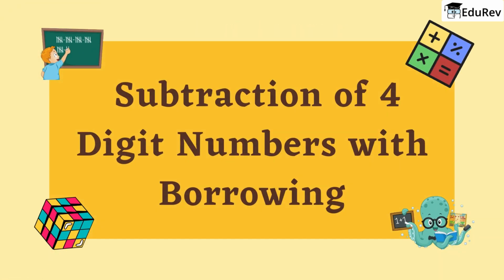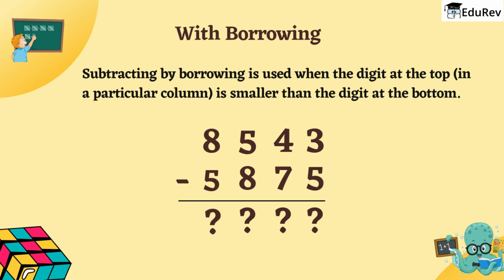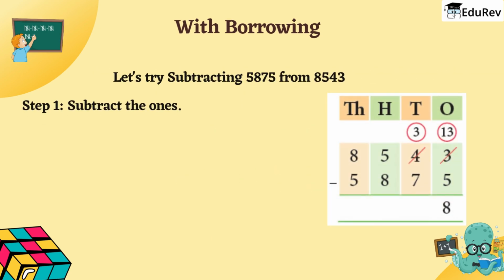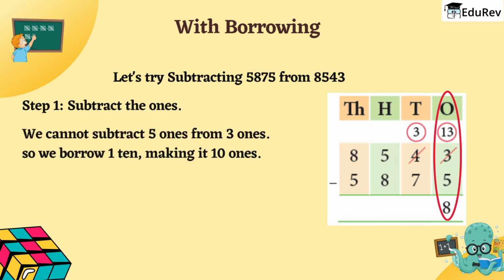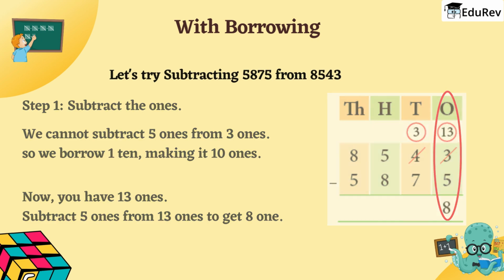Now, let's subtract 4-digit numbers with borrowing. We will subtract 5,875 from 8,543. Step 1. Subtract the ones. We cannot subtract 5 ones from 3 ones, so we borrow 1 ten, making it 10 ones. Now we have 13 ones. Subtract 5 ones from 13 ones to get 8 ones.